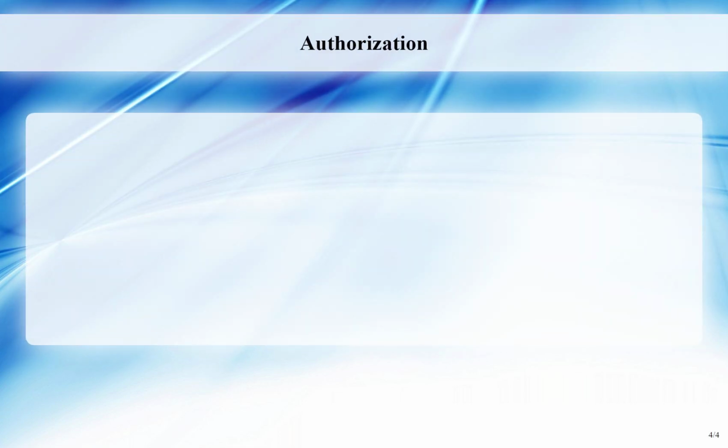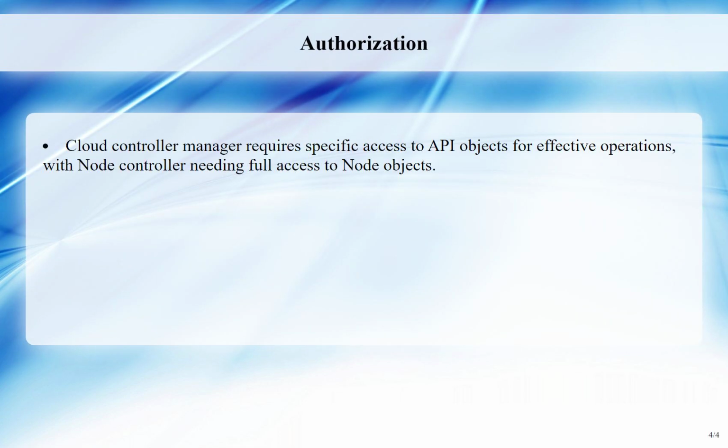Authorization. The text details the specific access requirements for the Cloud Controller Manager on various API objects to perform its operations effectively. The node controller needs full access to read and modify node objects.